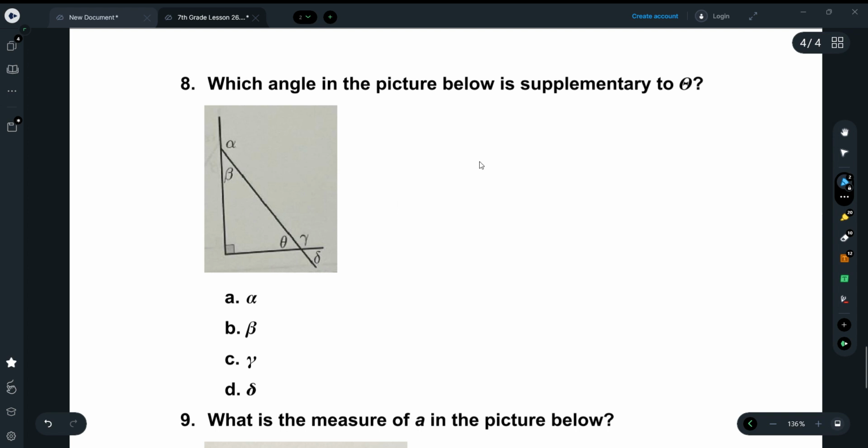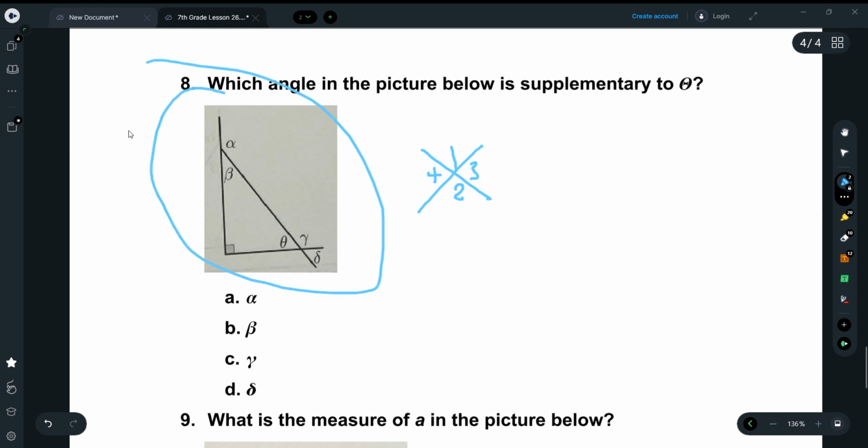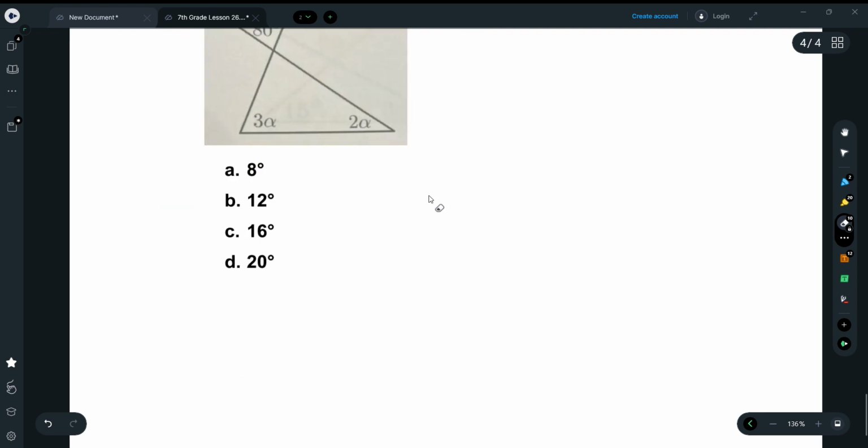Remember when we talked about vertical angles? This angle is equal to this angle, 1 is equal to 2, 3 is equal to 4. Do you see something similar in this picture? If you're thinking these two, then you're correct. So your answer for this question is actually D, because vertical angles are equal. If theta was over here, then this answer would be correct, but theta is not there. So for this one you just need to know what vertical angles are.